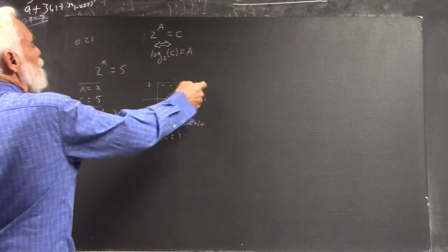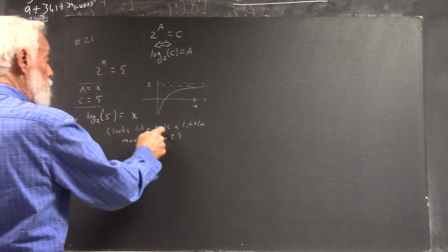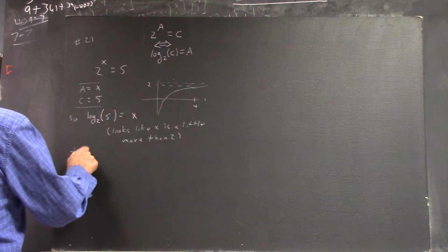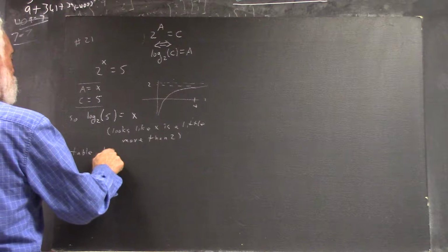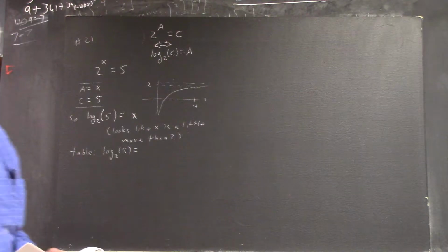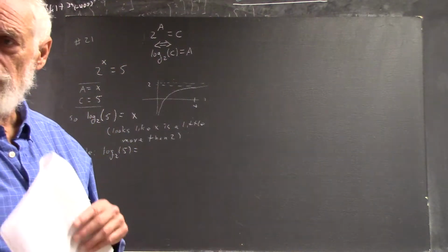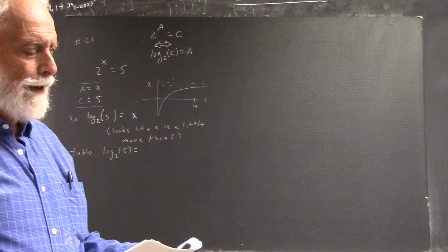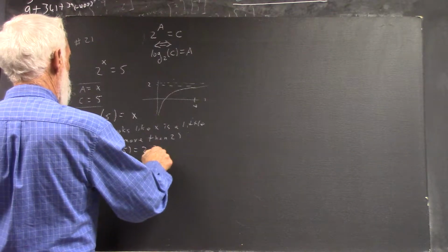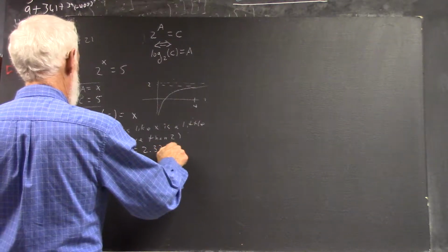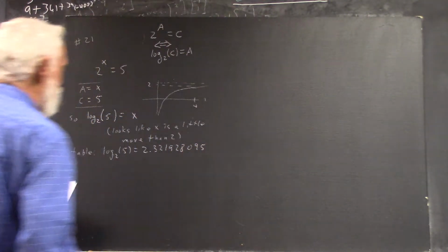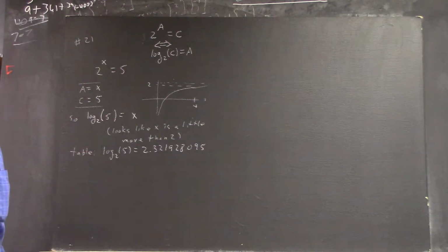So I can make a sensible estimate of what X ought to be. It ought to be a little more than 2. Now I look at the table. Log base 2 of 5 equals what? I think I looked at this yesterday. It's 2.32 or something like that. And then I don't remember the rest of it. Well, there's a pretty accurate solution.